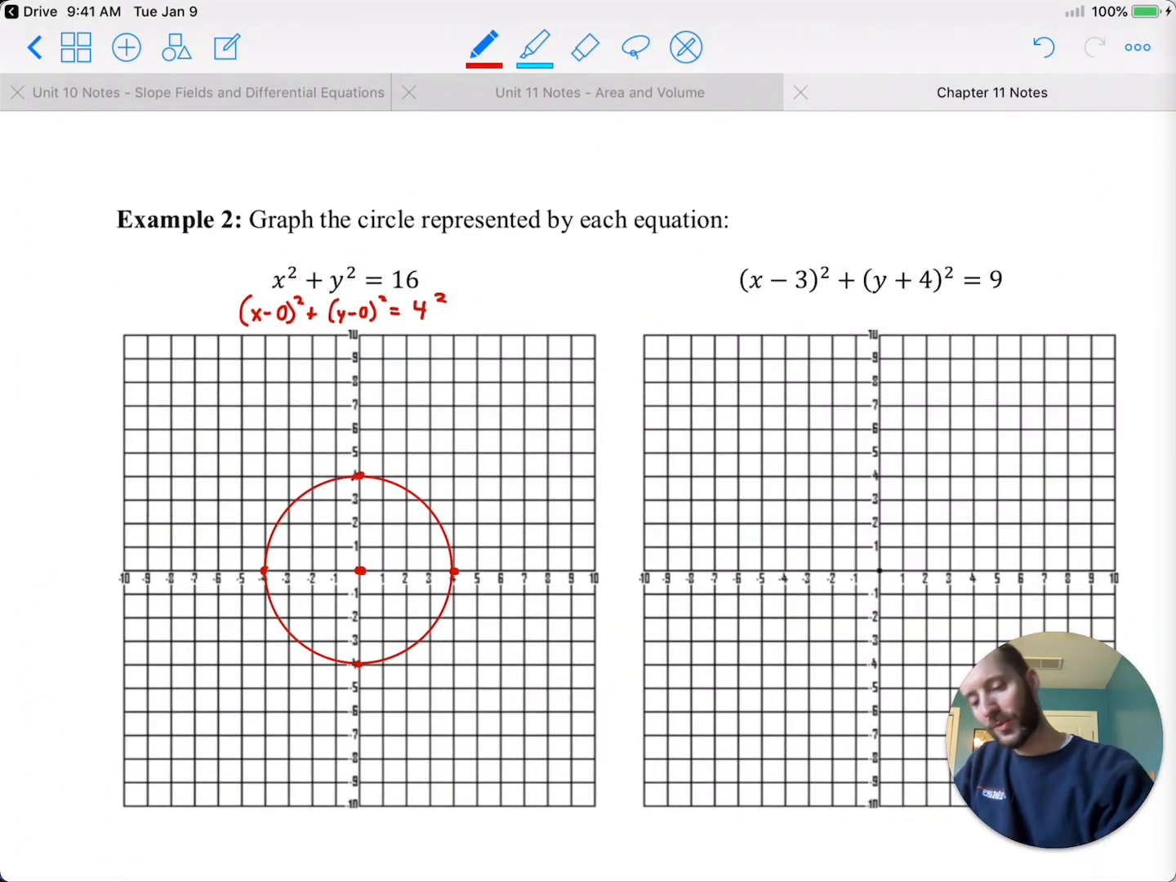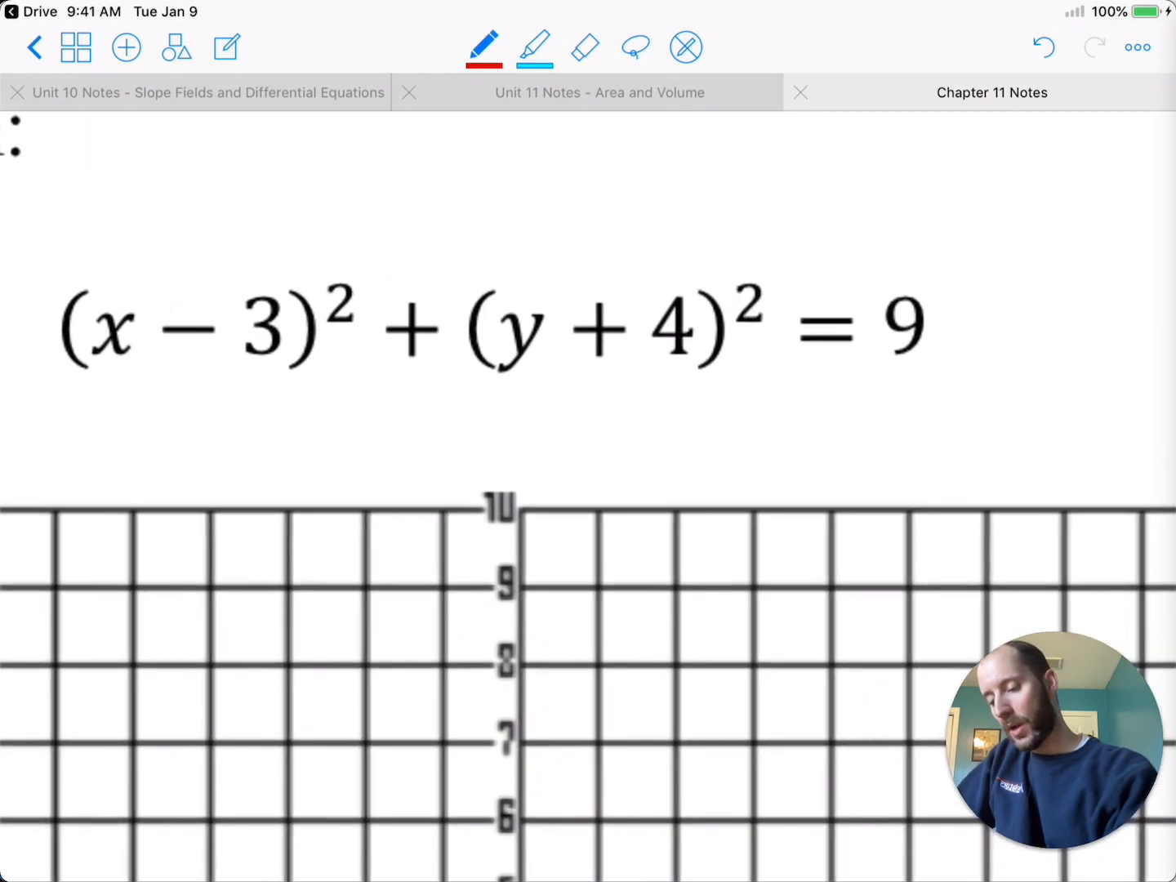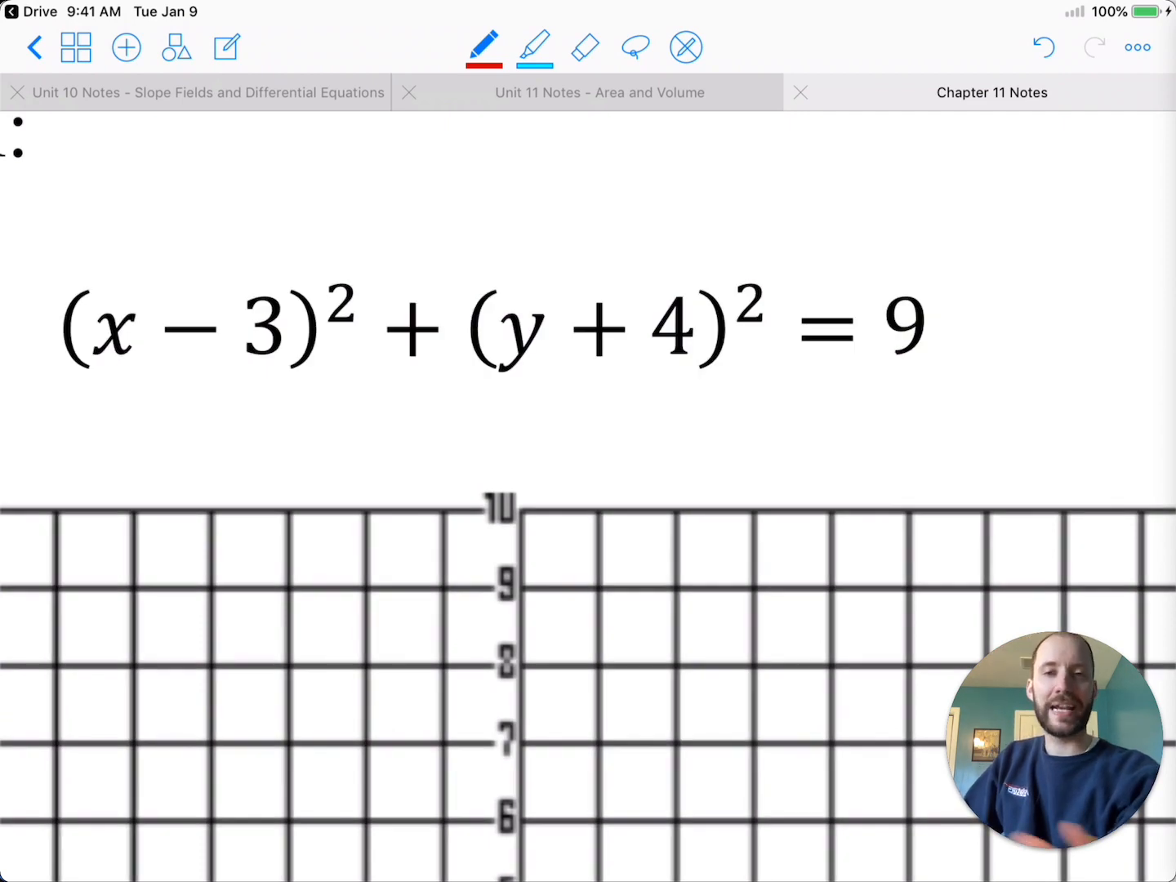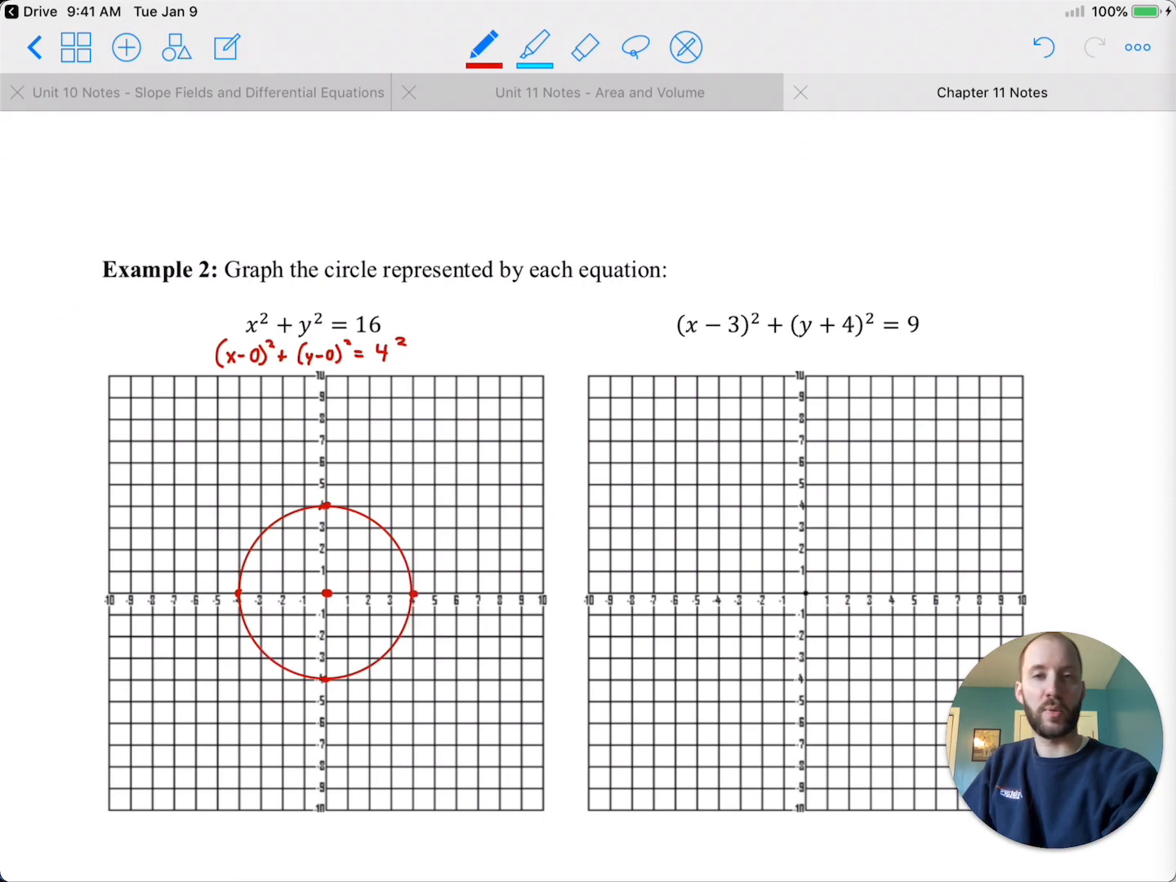Take a look at the second one also. Remember, 8 is subtracted from x. So in this example, what number is being subtracted from x? k is subtracted from y. So what number is being subtracted from y? And then 9 is r squared. So try that. Check your work with my complete notes online.